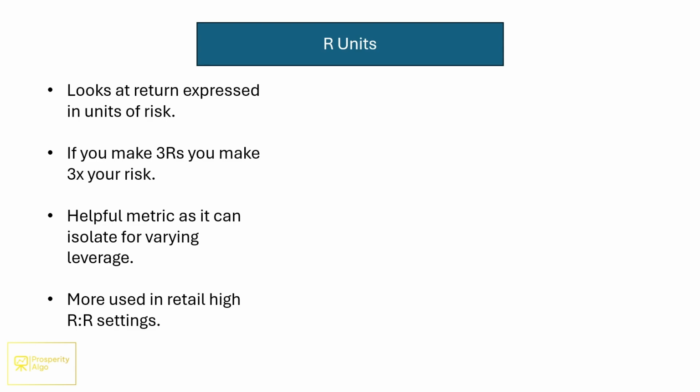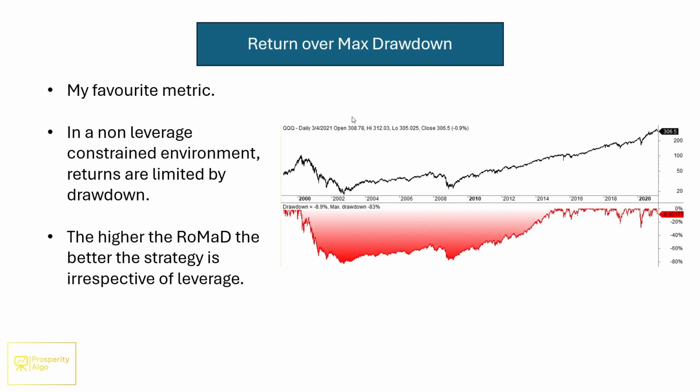This is also a helpful metric because it can isolate for varying degrees of leverage. So you're able to effectively look at a strategy just in terms of units of risk and not in terms of absolute returns, where you may have only had a super high rate of return due to a high degree of leverage. So it is actually a very useful metric, but I find it tends to be used more in retail settings, just because retail traders use a lot of high risk reward trades, and that tends to be taught a lot, especially with the whole ICT concepts movement. But still a very useful metric to keep an eye on.